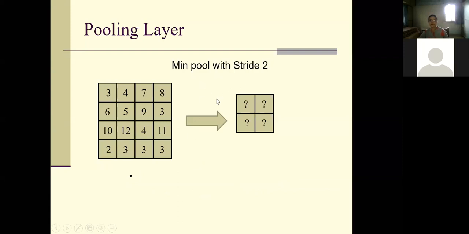Okay, so we have already completed this with minimum pooling. Your result is 3, 3, 2, and 3. Now just make an attempt to use the average operation for the pooling layer.